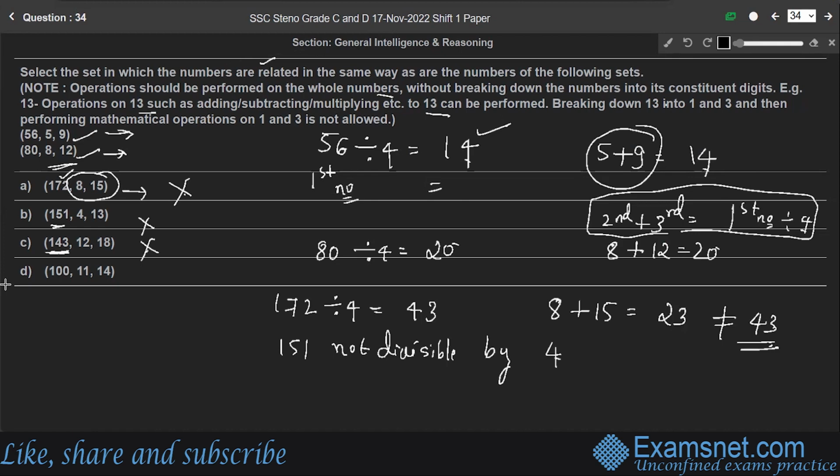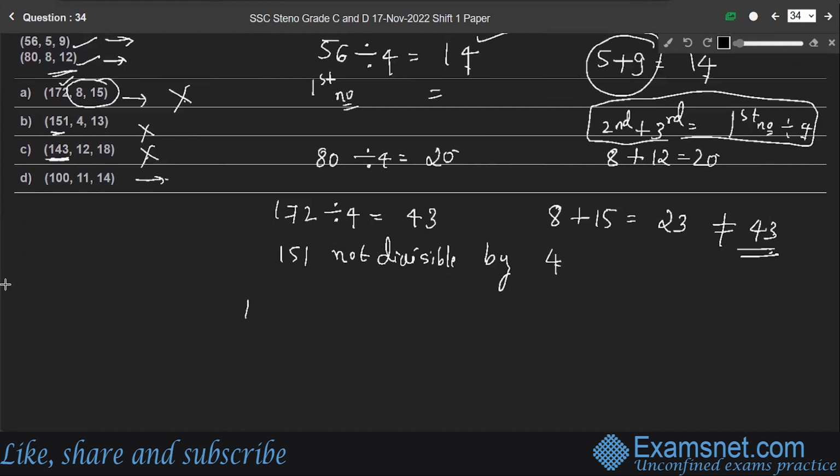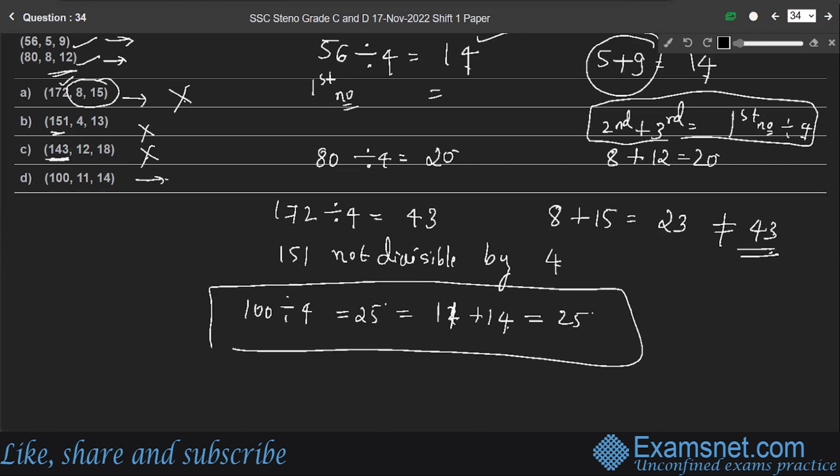Consider option D, which is 100. So 100 can easily be divided by 4. 100 divided by 4 is 25, which is the sum of the second and third number, which are, sorry, not 12, 11 and 14. 11 plus 14 is 25. Therefore, option D follows the logic that second number plus third number is equal to first number divided by 4. Therefore, option D is the right answer.